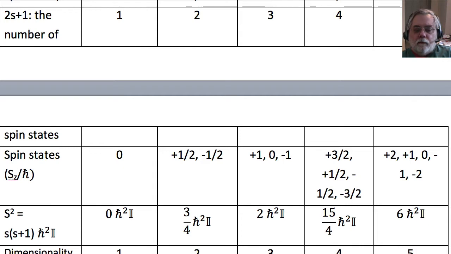Now, for total angular momentum, we have seen, and we will use again, the operator S squared, total angular momentum squared, and it has eigenvalues of s(s+1) h bar squared. For a spin 0 particle, that's 0. For a spin 1/2 particle, it's 3/4 h bar squared. For a spin 2 particle, it's 6 h bar squared, and so on.